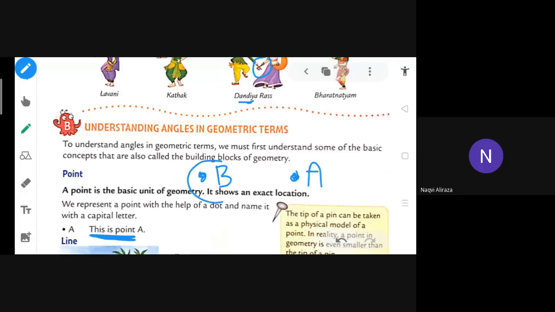Now read this, anybody. Who knows how to read this? I have told you about this. Now read this. Point B and point A. Yes, very good. Now next.